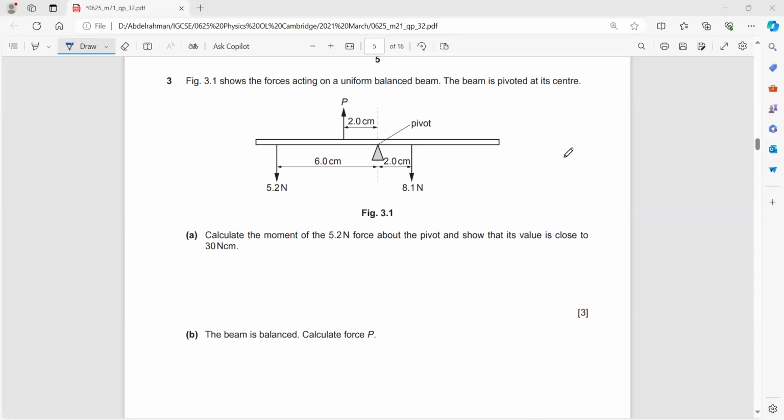Calculate the moment of the 5.2 newton force about the pivot. Easy. Moment equals force times perpendicular distance. Someone said area. It's not area. It's perpendicular distance. 5.2 times the distance to the pivot is what?